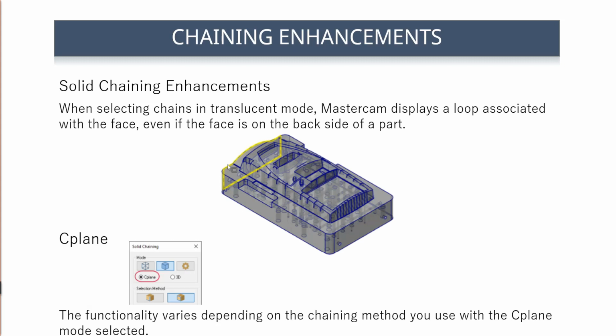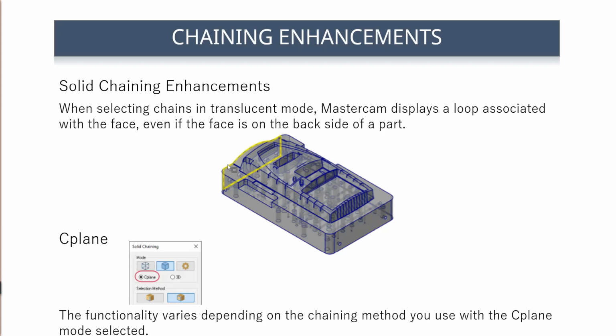Solid chaining enhancements. When selecting chains in translucent mode, MasterCam displays a loop associated with the face, even if the face is on the back side of the part. So if you can see through the part, you can pick a loop on the back side of it. And as you'll see, that loop appears as you're hovering over the edges.